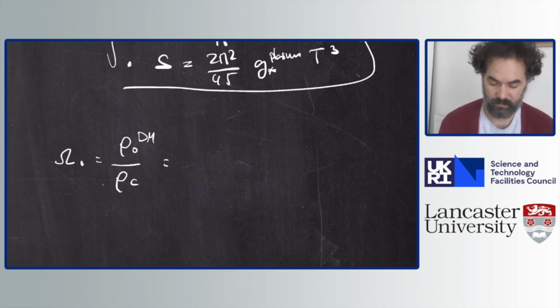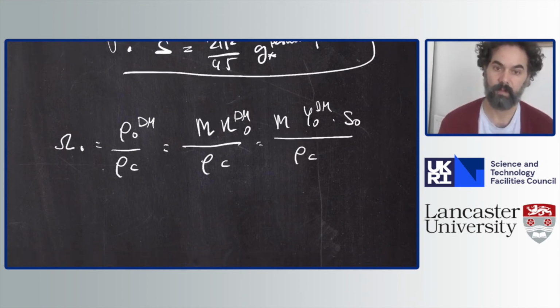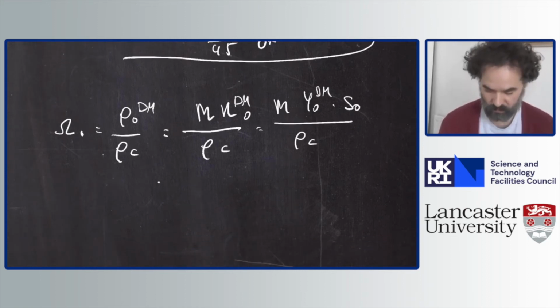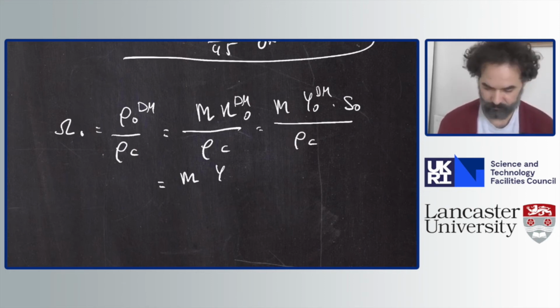Energy density of dark matter today is non-relativistic, so it's mass multiplied by number density of dark matter today. Number density of dark matter today is yield today multiplied by entropy today. And this is equal to what? It's equal to the yield when this was generated, because remember that the yield stays constant after leaving equilibrium.